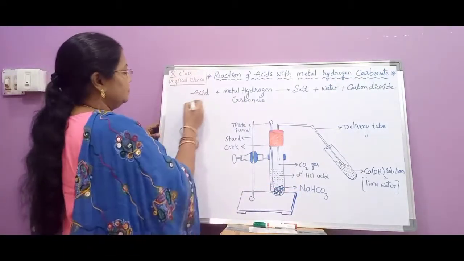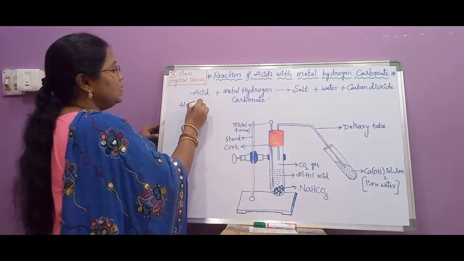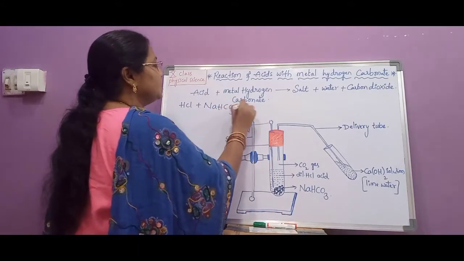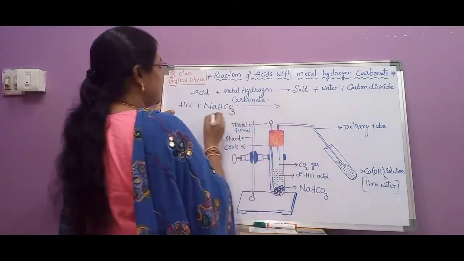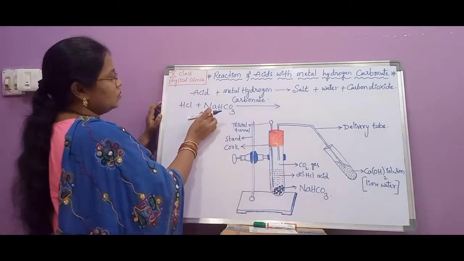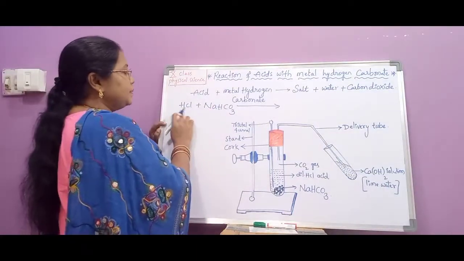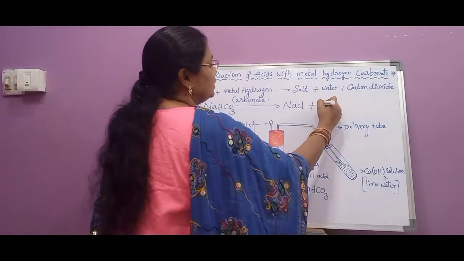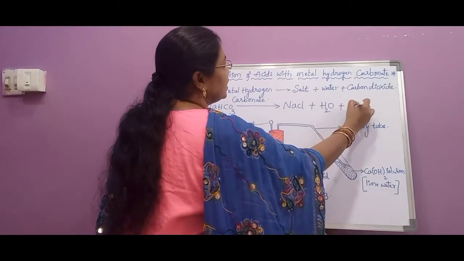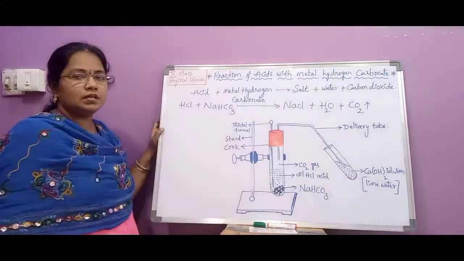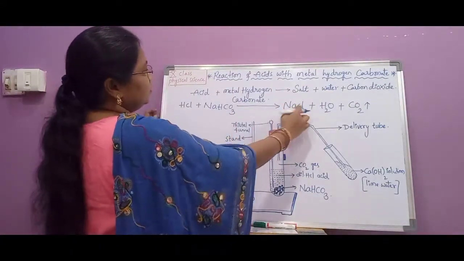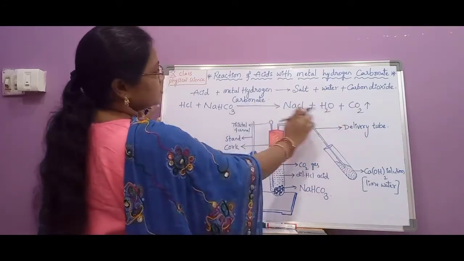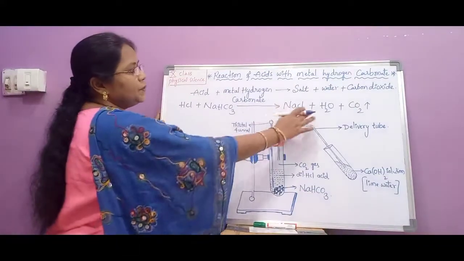And what are we going to get? Acid is dilute hydrochloric acid, HCl, plus metal hydrogen carbonate, here sodium bicarbonate, NaHCO3. Upon reaction, we get the salt sodium chloride. Here sodium is the basic part and chloride is the acidic part from the acid. So we will get the salt sodium chloride as in the previous case, along with H2O, water, and carbon dioxide, CO2 gas. The products are the same. 2 hydrogens, chlorine, 3 oxygens. The reaction is balanced. So these are the products formed.